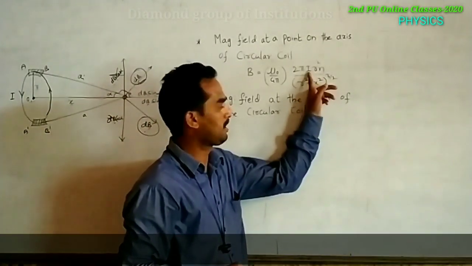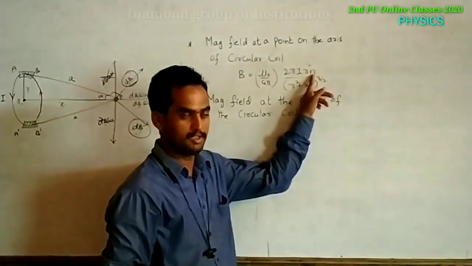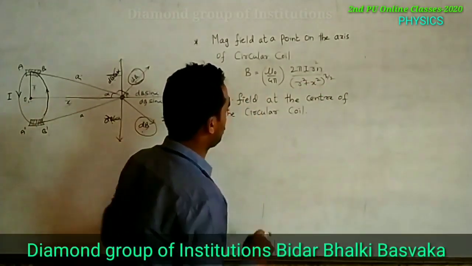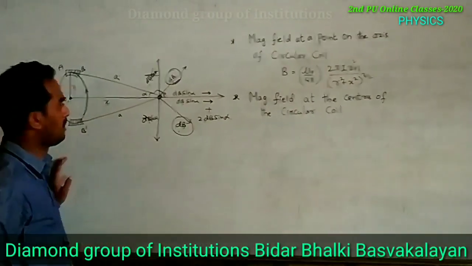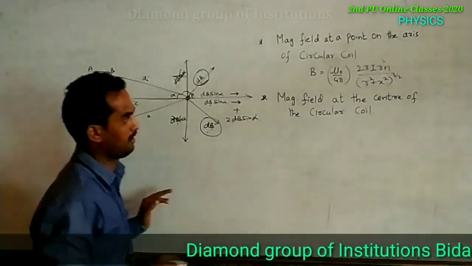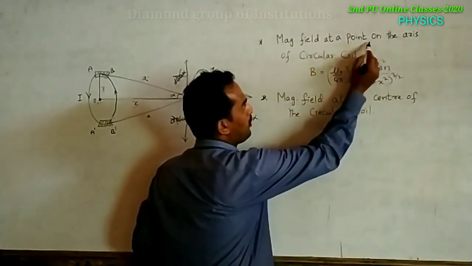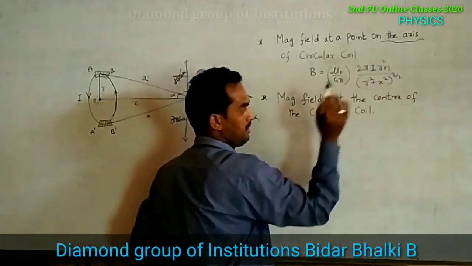What is I? Current. What is r? The radius of the circular coil. N, number of turns. And x is the axis distance, that is, the point P at a distance x. Now the magnetic field at a point on the axis is this one. The formula is this one.